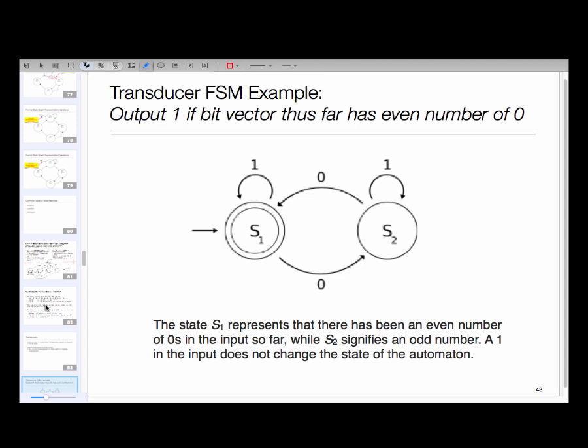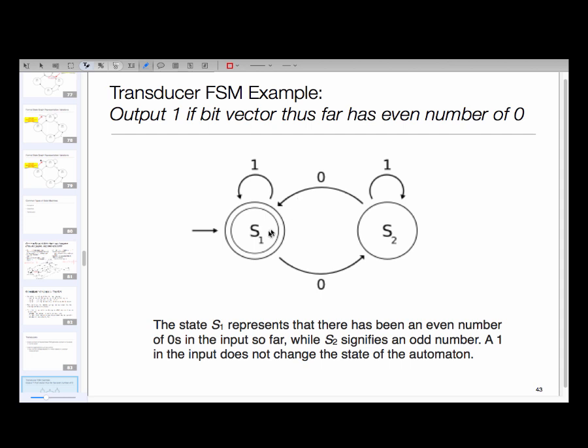Now, firstly, one thing you have to decide is, can I even solve this problem? How much history do I need? Do I need all the bits I have received thus far? Not really. I need to keep track of whether the number of zeros I have seen is even or odd. So there are 2 states which are relevant. One says the number of zeros I have received is even, and the other says the number of zeros I have received is odd. And then I jump back and forth between them.